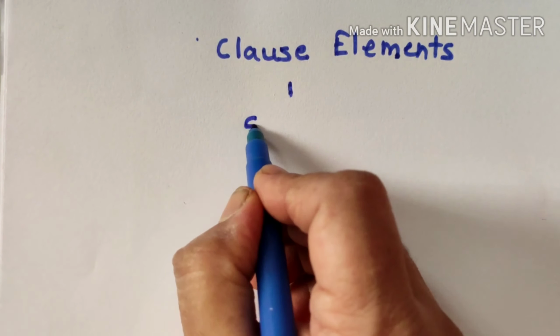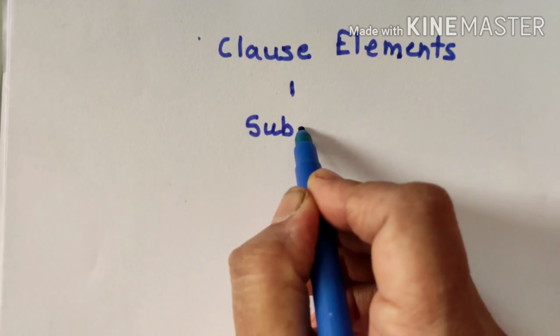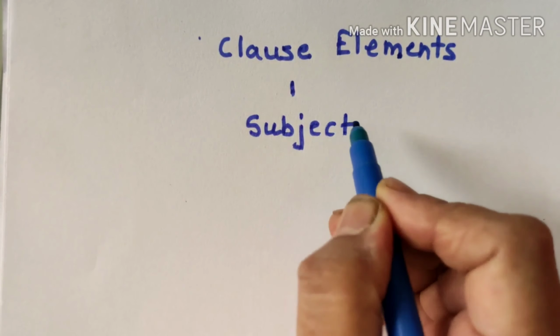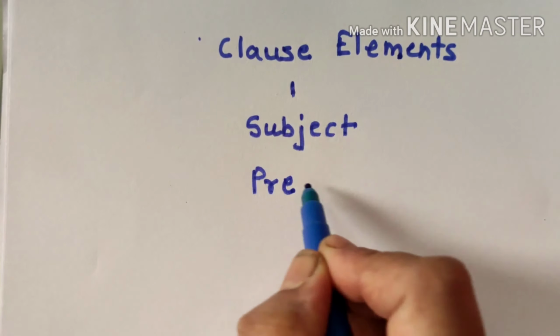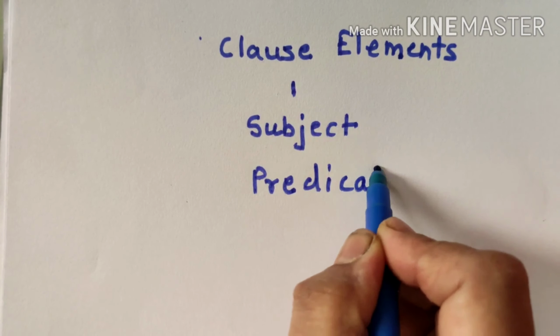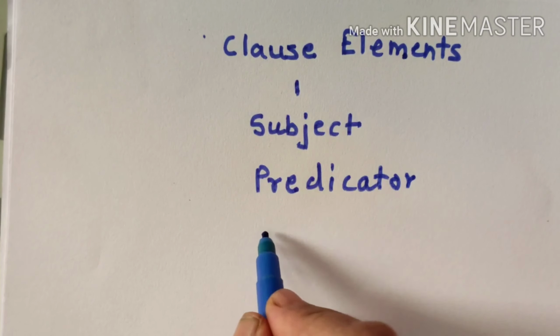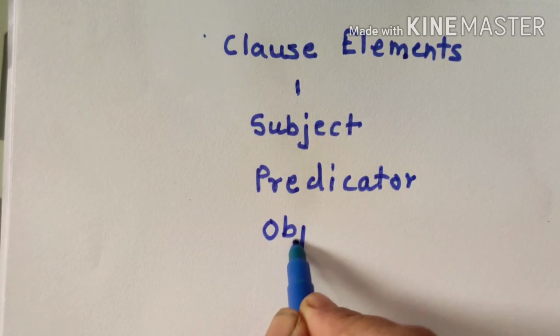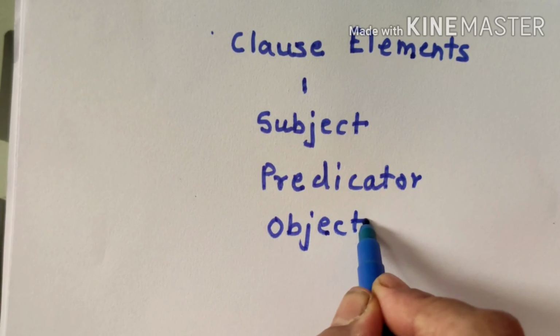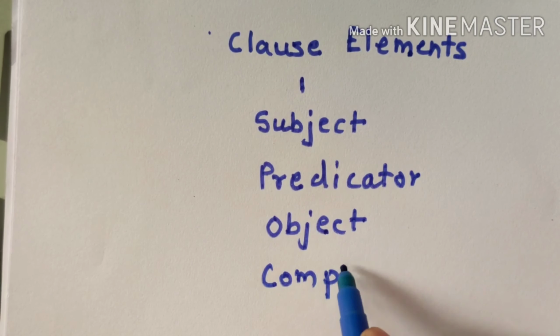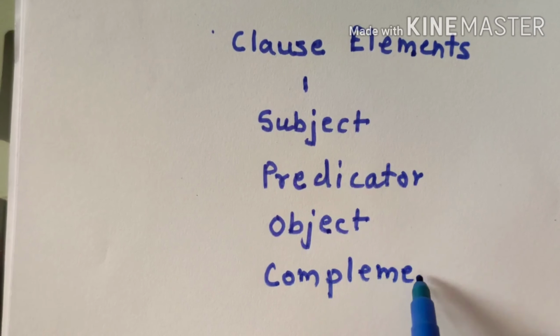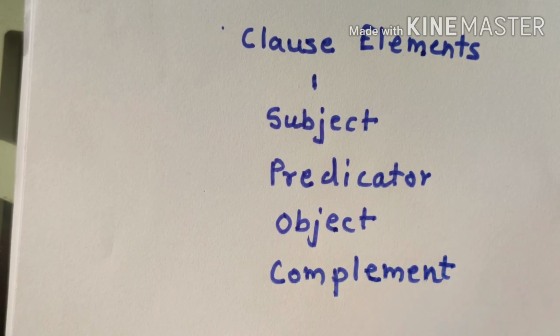One is subject, another is predicator, third is object, fourth is complement. Remember the spelling of complement, C-O-M-P-L-E-M-E-N-T. And the fifth is adverbial.